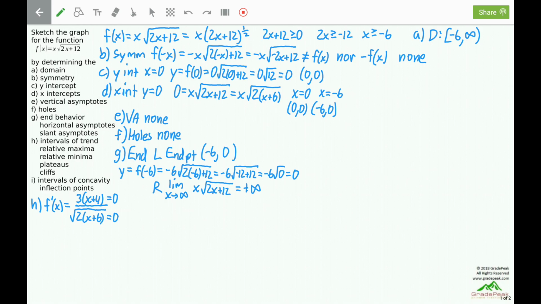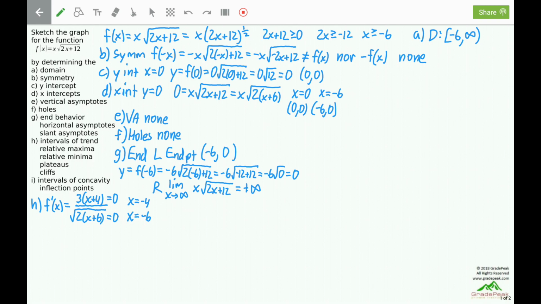From the numerator, the x plus 4 factor tells us that x equals negative 4. From the denominator, the x plus 6 factor tells us that x equals negative 6. We will now check to see which of these are in the domain. The domain is all real numbers greater than or equal to negative 6. It does include negative 6.